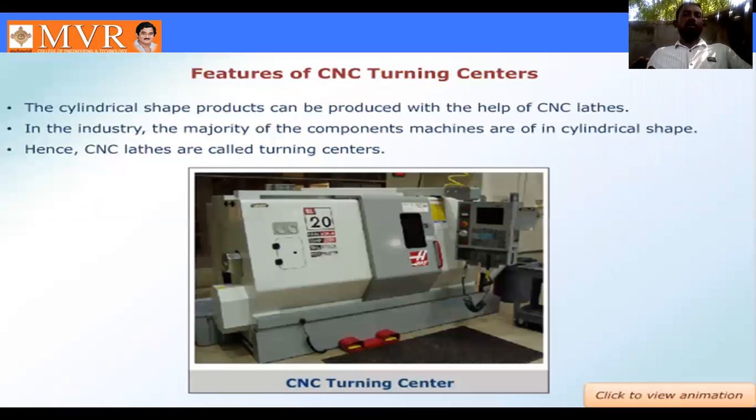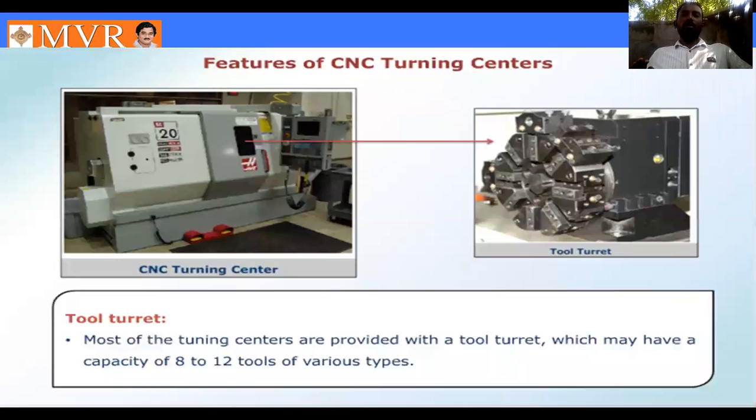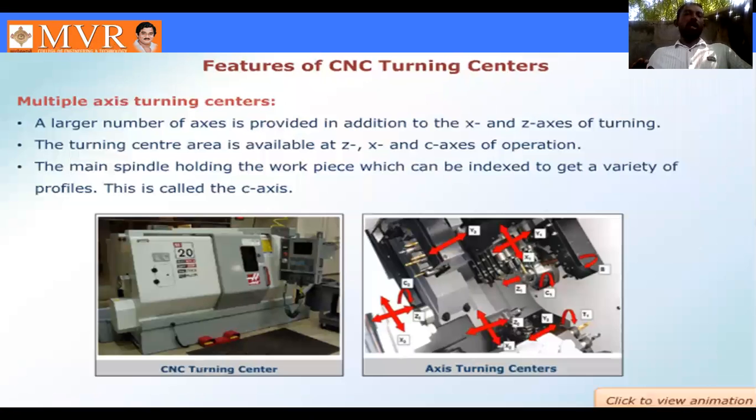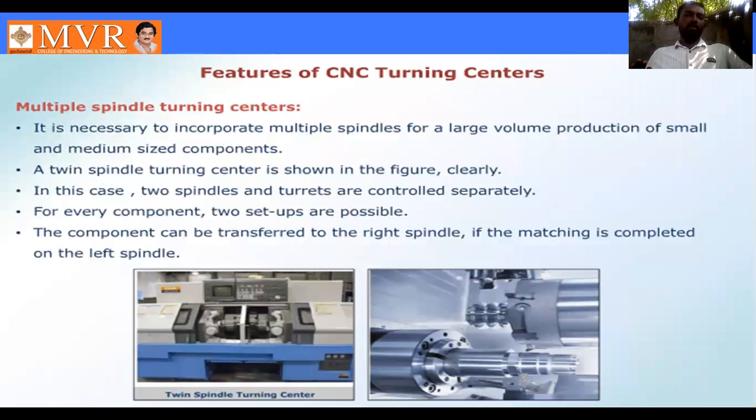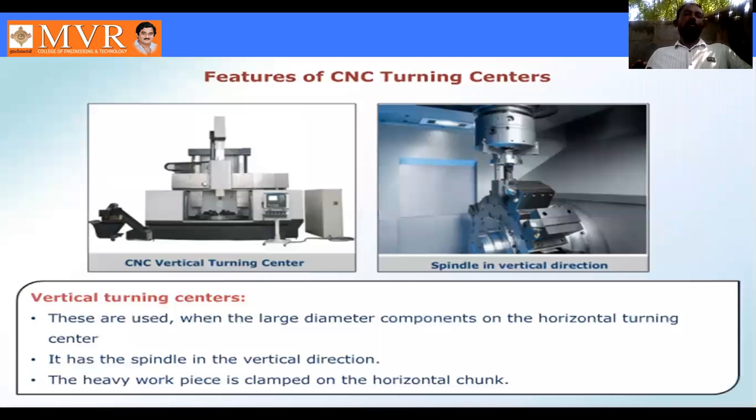Next are the CNC turning centers. Next is CNC turning center tool targets. See here, multiple axis turning centers. Next is multiple spindle turning centers, and in multiple spindle we have the vertical also. These are the CNC machines. Thank you. This is our class for today.